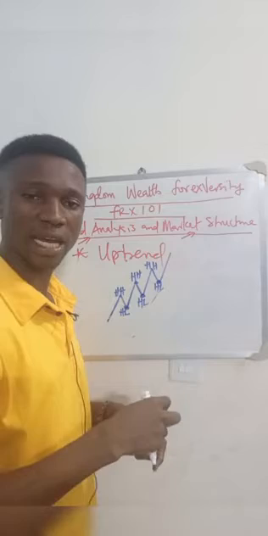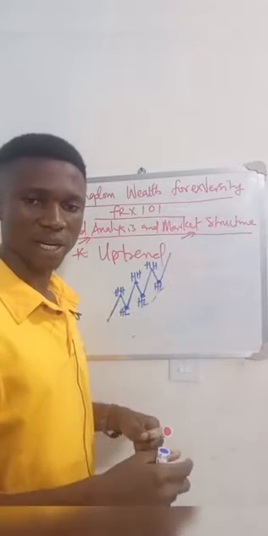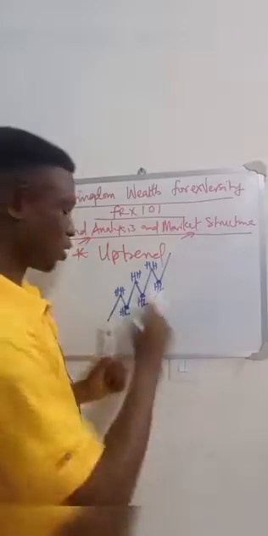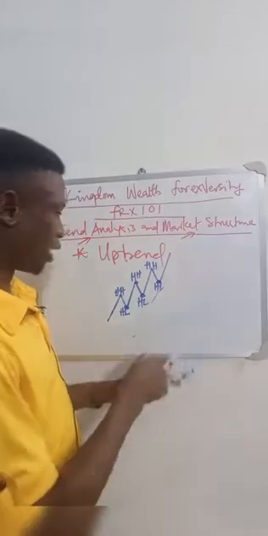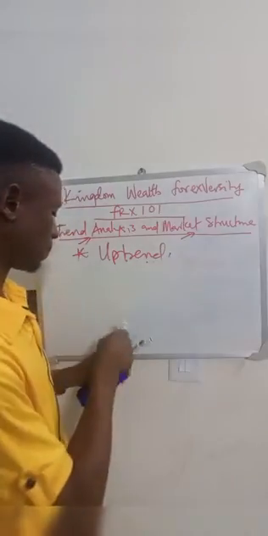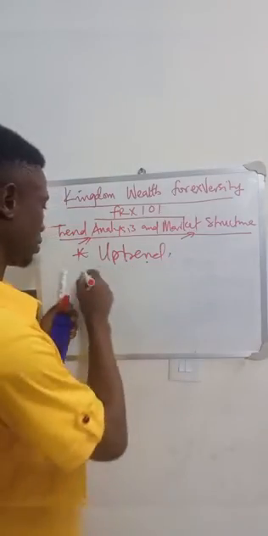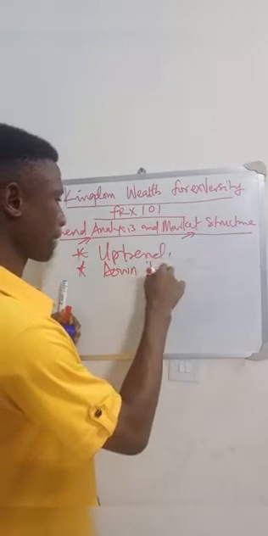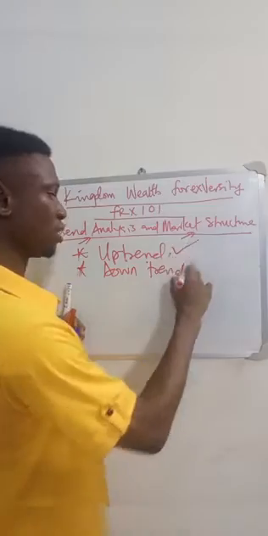Now for a downtrend, it consists of the opposite. This is an uptrend. Let's look at that of a downtrend now. All right, we are looking at the downtrend now.